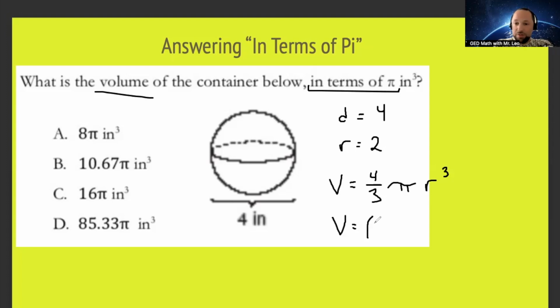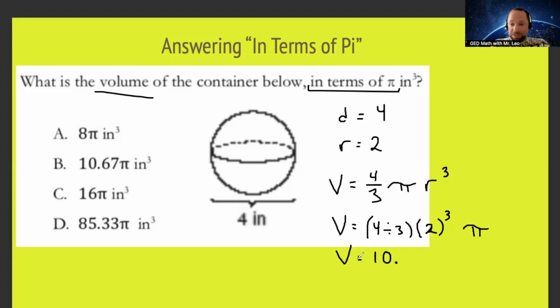We're still going to do 4 divided by 3. I'm going to just move pi to the end. Radius cubed, that's going to be 2 to the third power. We're going to do all the numbers, and we're just going to leave the pi alone. So I'm going to grab my calculator. Basically, what I'm going to type in is 4 divided by 3 times 2 times 2 times 2. All right, 3 instances of the 2 because it's the third power from the formula. I got 10.666666667.